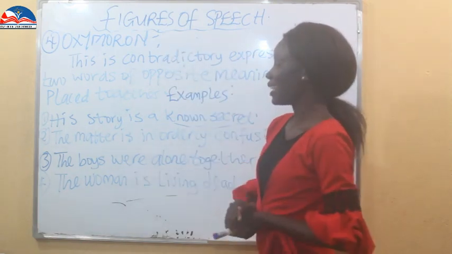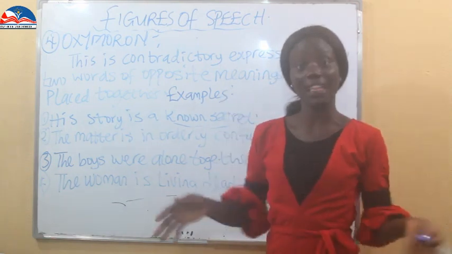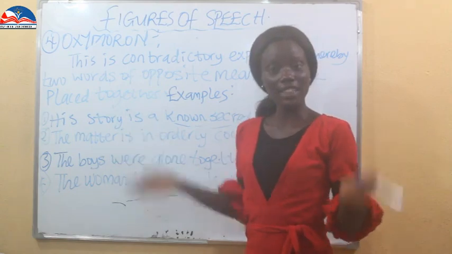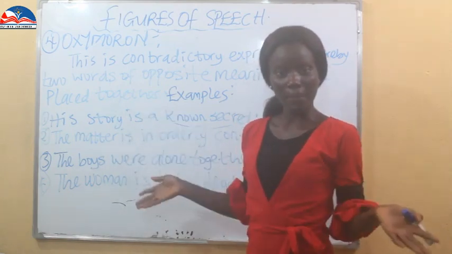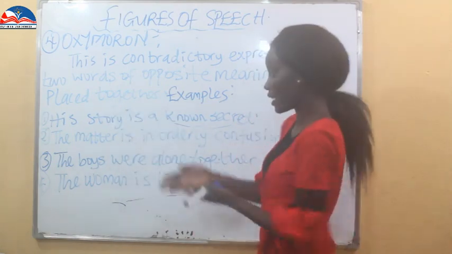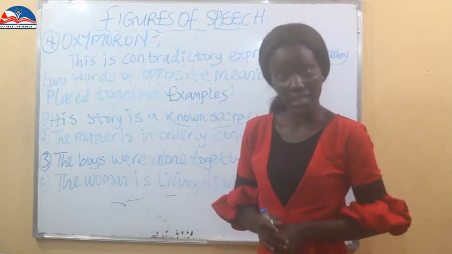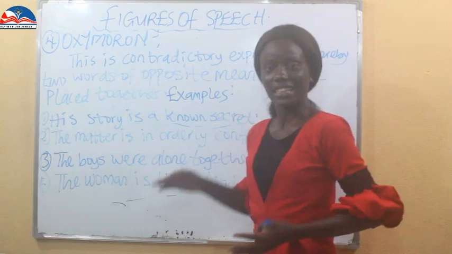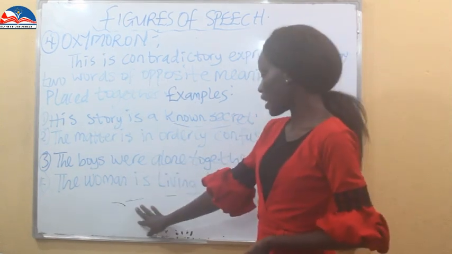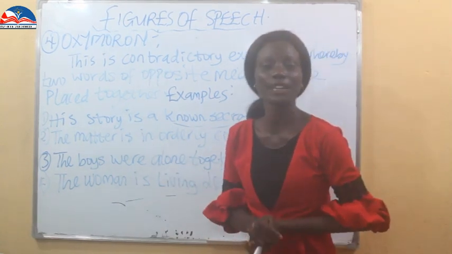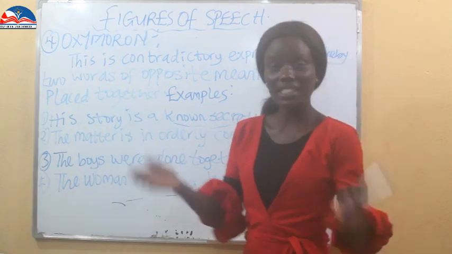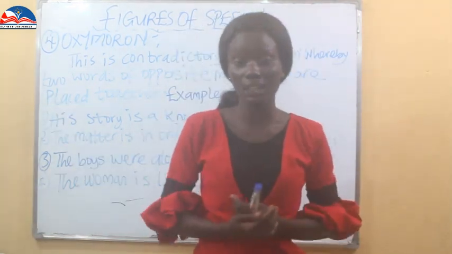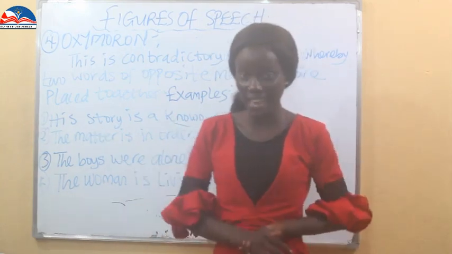Then the third one. The boys were alone together. Alone is the word, and the opposite, together. They are saying the boys were alone together. Then we have the last one. The woman is living dead. How would they say someone is living dead? There are two contradictory words placed side by side.